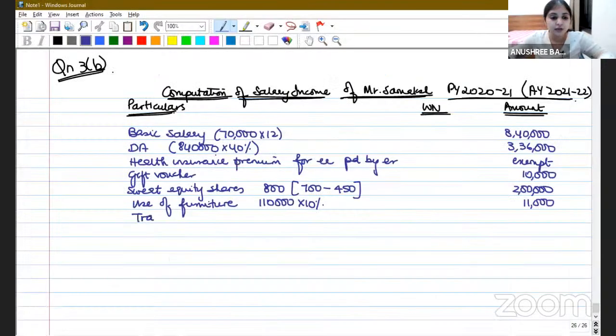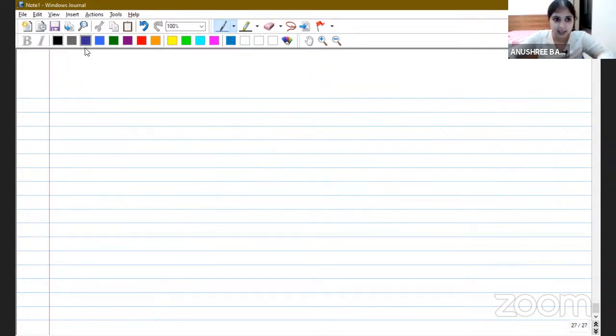So transfer of furniture, we'll have to do the calculation. Give reference to working note number 1. Leave some 7 to 8 lines gap. Begin working note number 1. Give the heading transfer of furniture.